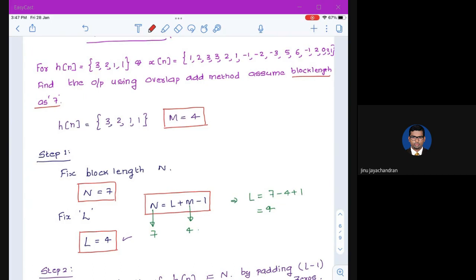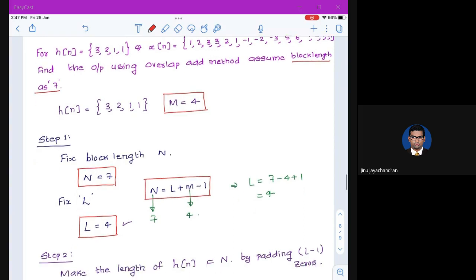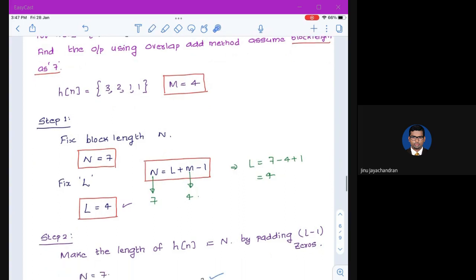Very lengthy sequence, which is of length 16. But we need to have an individual block length of only 7, that means capital N equals 7. h of n has 4 elements, so capital M is equal to 4. So first step, you fix N. N value is already given to us as 7. So you say N equal to 7.